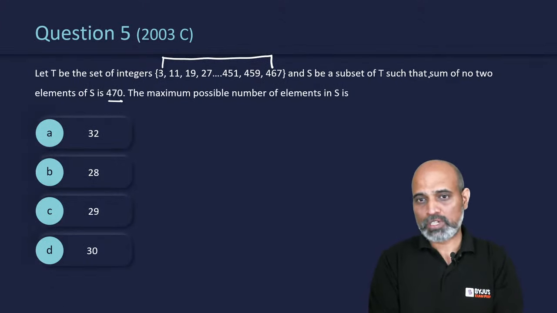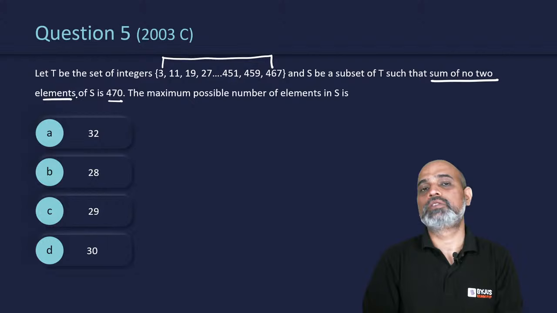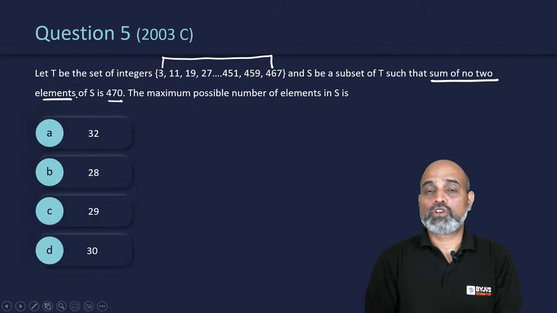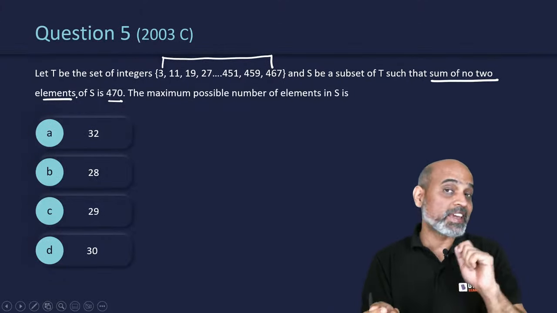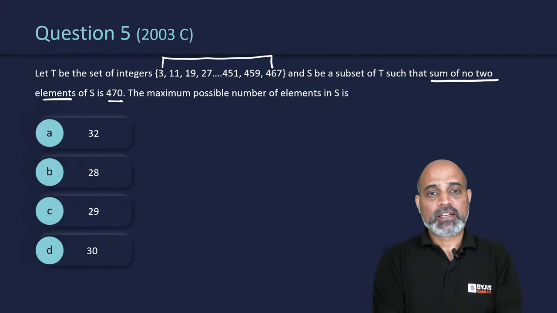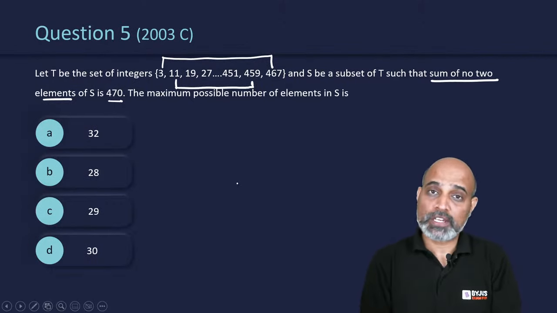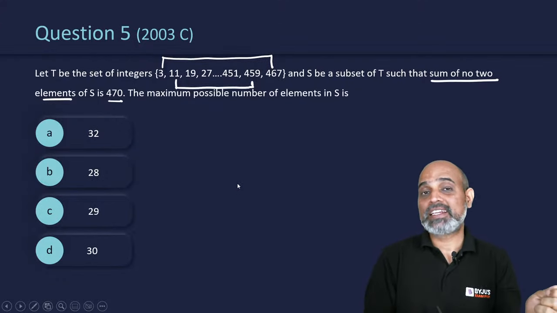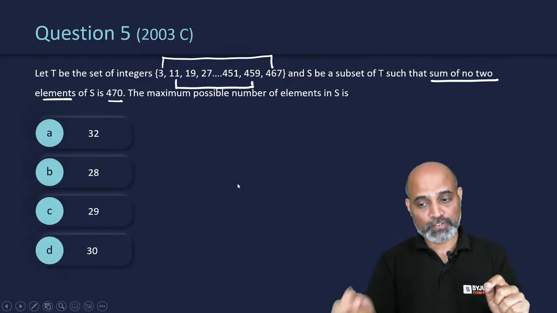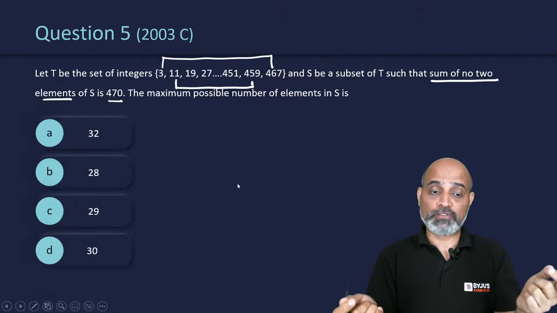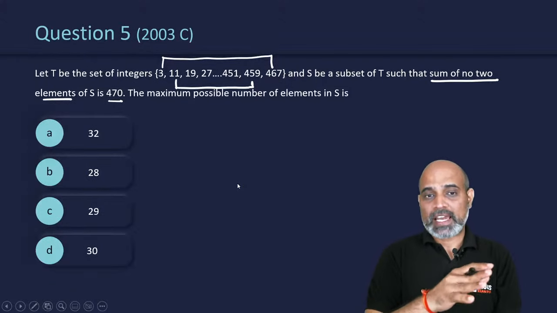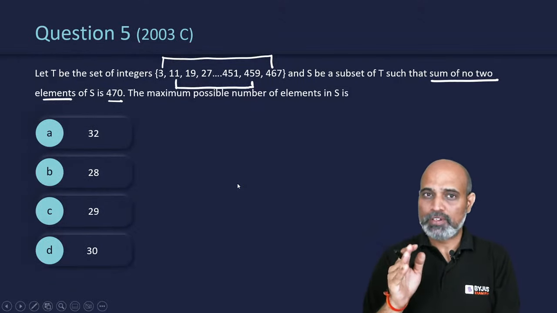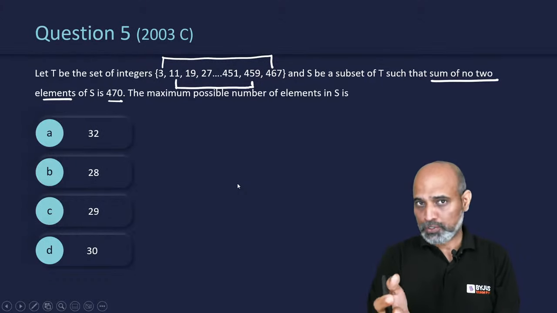Why we are taking only two numbers? Because it says sum of no two numbers, no two elements. So if I choose 3, I can't choose 467. If I choose 467, I can't choose 3, right? Similarly, 11 and 459, if you add them, that will also give us 470. तो 11 select करा तो 459 नहीं कर सकते, 459 करा तो 11 नहीं कर सकते, because if you select both, then they will add up to give you 470. So can I say whatever number of numbers we have, we can take only half of those?